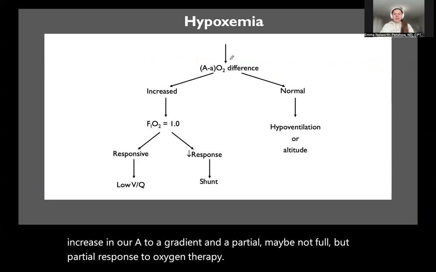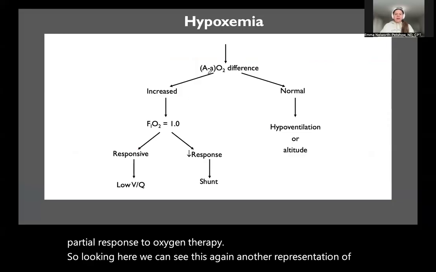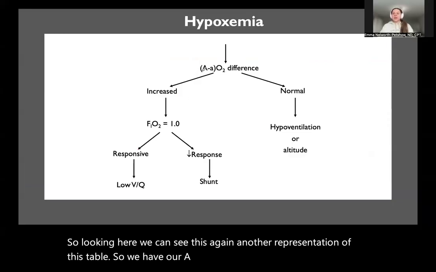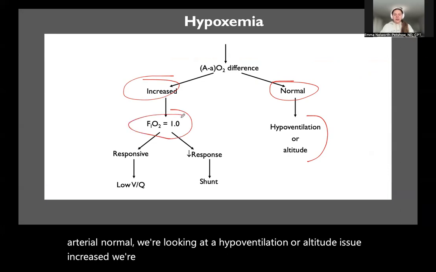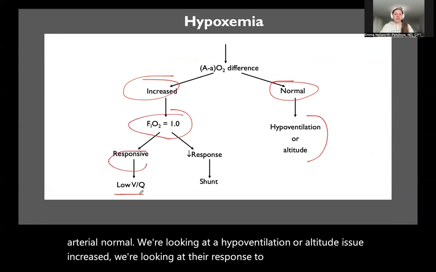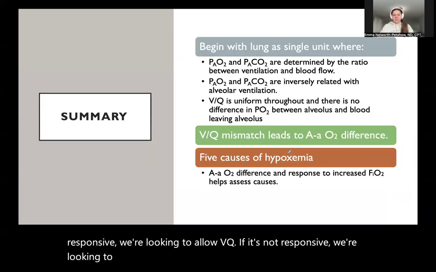So looking here, we can see another representation of this table. So we have our A to a oxygen difference, alveolar to arterial. Normal, we're looking at a hypoventilation or altitude issue. Increased, we're looking at their response to oxygen. If it's responsive, we're looking at a low VQ. If it's not responsive, we're looking at a shunt problem.